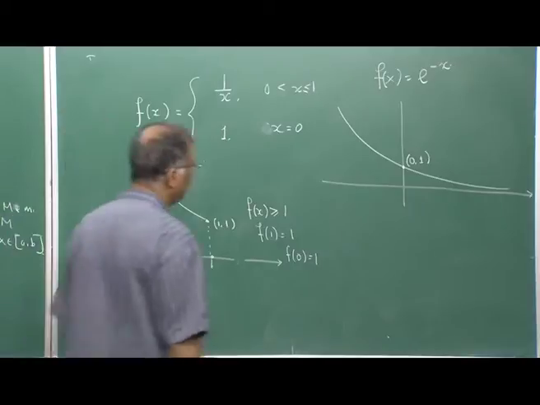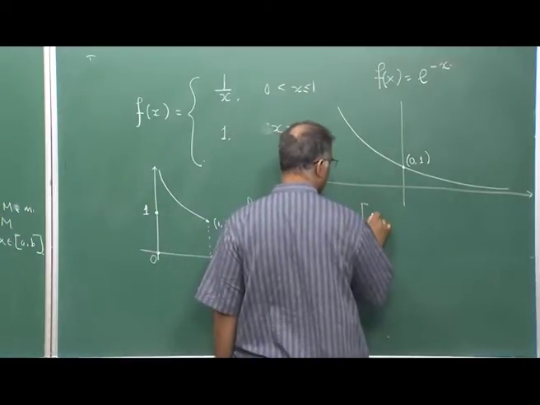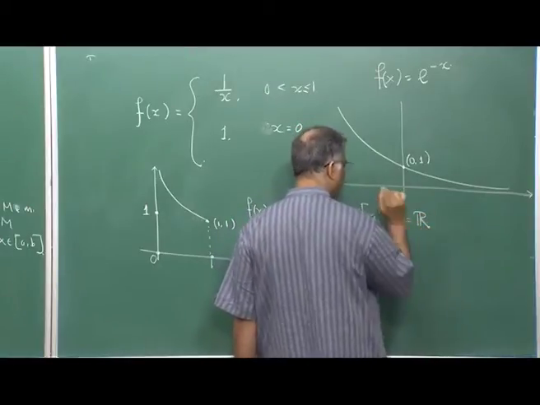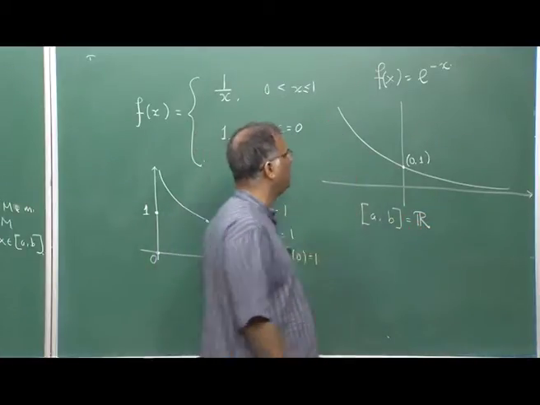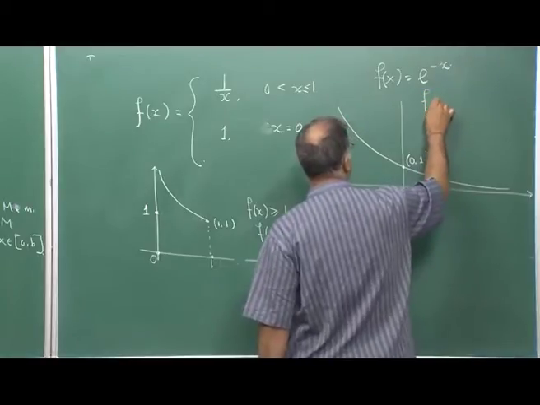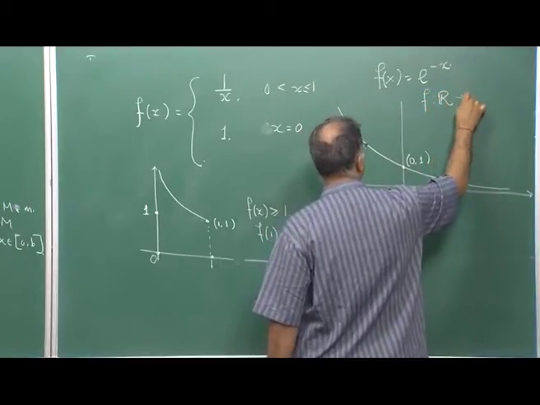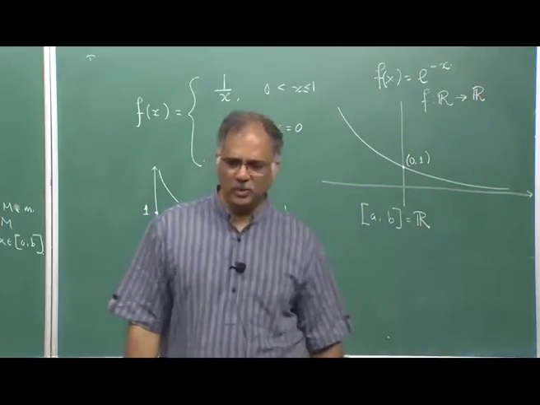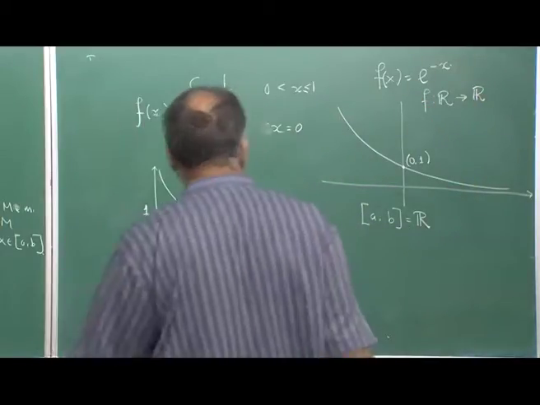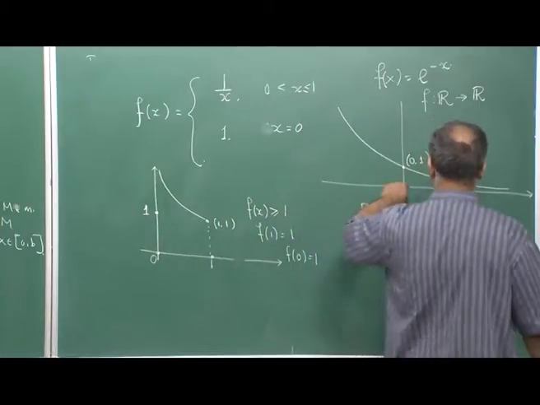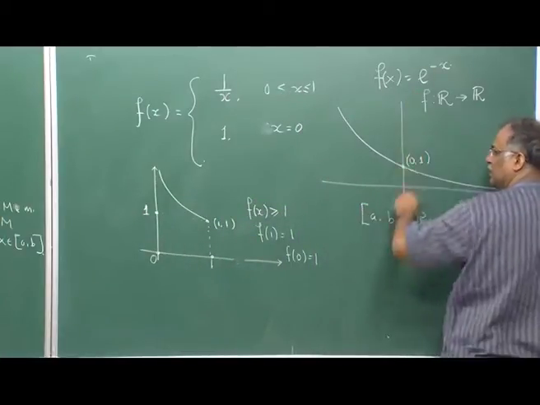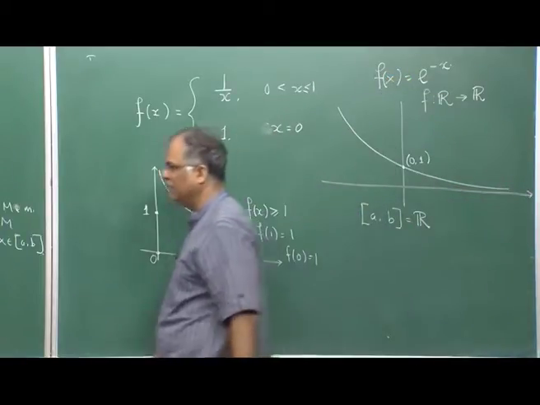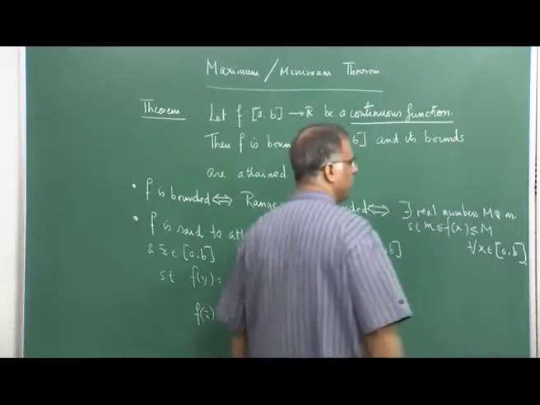Now, I am looking at the function here, my AB is now the whole of R. I am trying to find whether a function defined here from R to R is bounded or not. Look at the fact, the range of the function is actually R plus, the non-negative real line, non-negative values of y, and the non-negative real line is never ever bounded.